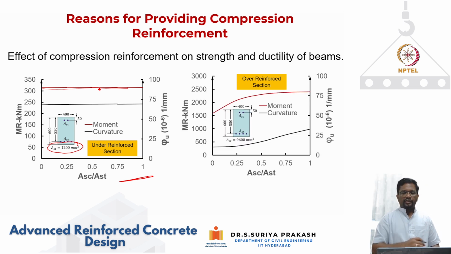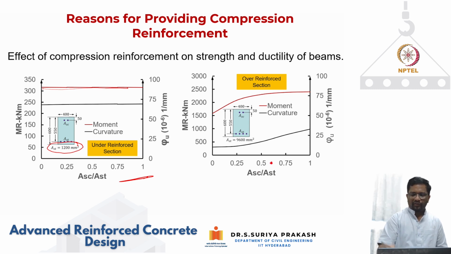But the same case, when you look at it for an over reinforced section, what we found was up to ASC of 0.5 of AST, you'll find that the moment capacity keeps on increasing and then it plateaus, because again, the steel is yielding. If you put more than that, it's not really going to help. However, the curvature is going to improve.